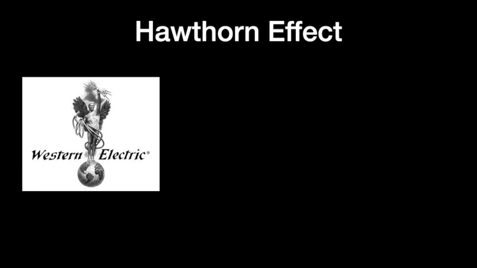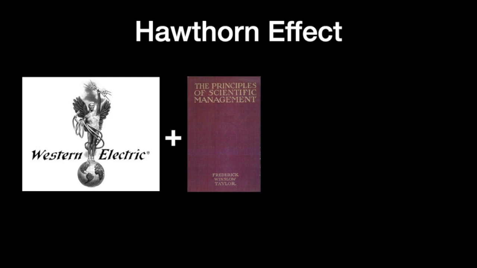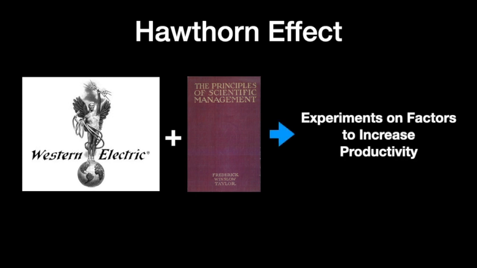So if you take a company like Western Electric, you add it to a book like the Principles of Scientific Management, and what that produced was experiments on factors associated with increasing productivity. And one of those experiments occurred in the 1920s through the 1930s, a series of experiments at the Western Electric Hawthorne Works in Chicago, Illinois.